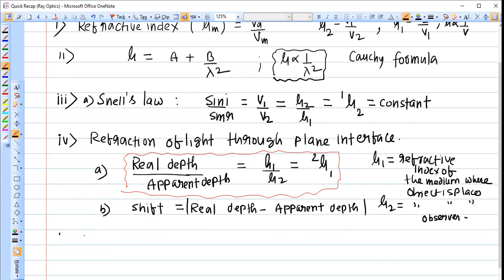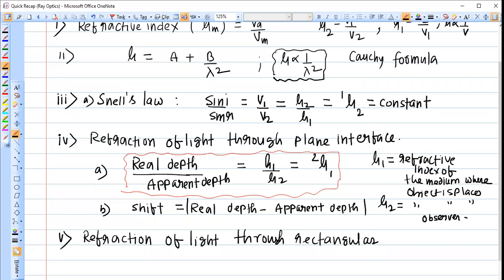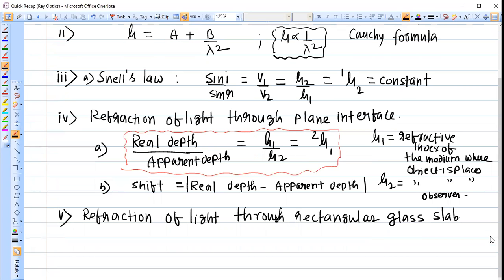through a rectangular glass slab. So the lateral shift, the expression of lateral shift we have seen. When light travels from, suppose, air medium or from a medium to a rectangular glass slab, there will be a lateral shift in the path of the light ray. And how much lateral shift will be there?